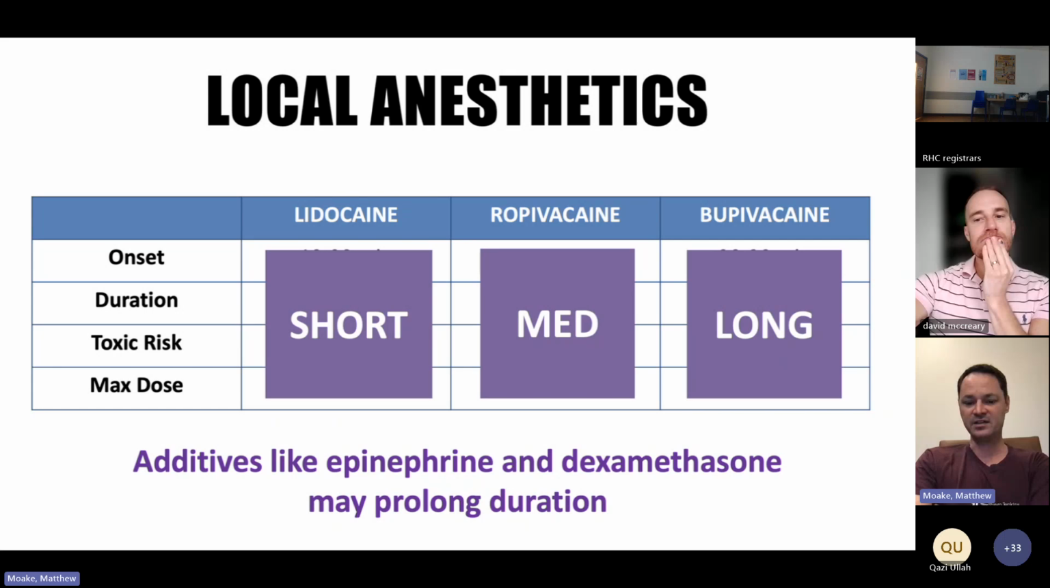Again, I think a lot of this is going to be you're going to be beholden to what your pharmacy stocks. I think they're all worthwhile potentially for use. The other things to keep in mind when you're doing these is that you may have additives like epinephrine and dexamethasone or Precedex to them, which may prolong block duration. I think that's an area of a lot of ongoing and really interesting research to see how we can take the block we're doing and make it more robust.